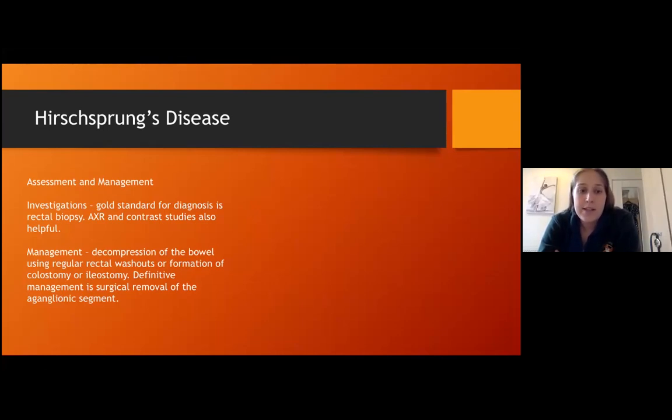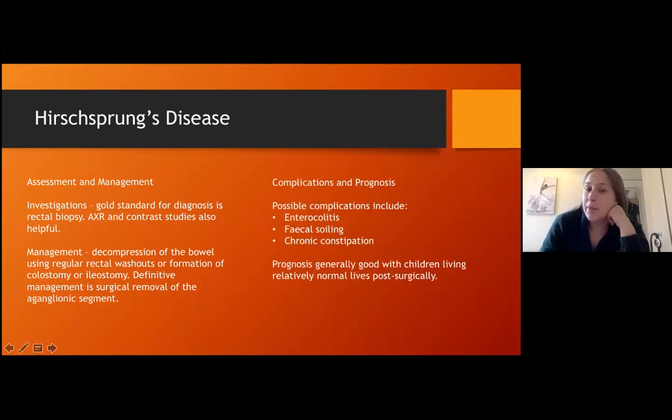So management is decompressing the bowel, and you do that by using regular rectal washouts, or you can form a colostomy or ileostomy. But then to definitively manage it, you need to surgically remove the aganglionic segment, else this is just going to continue happening, basically. There may be some complications, so enterocolitis, fecal soiling, or chronic constipation. In that rarer later presentation we talked about, this child would just present as constipated and failure to thrive. But generally prognosis is good. Once they've had the surgery, they can live relatively normal lives, but they are quite unwell before that.